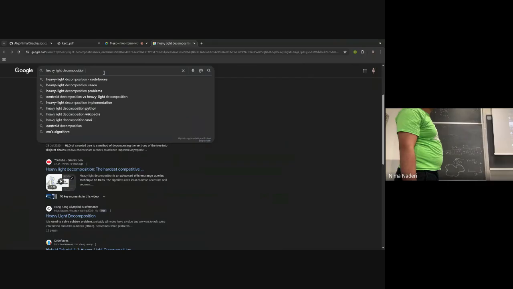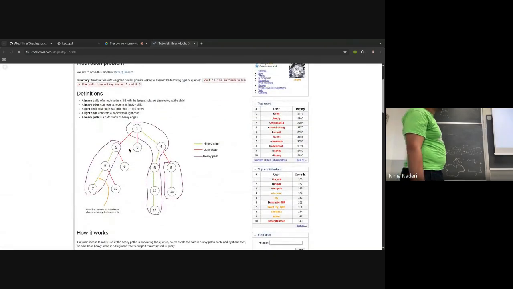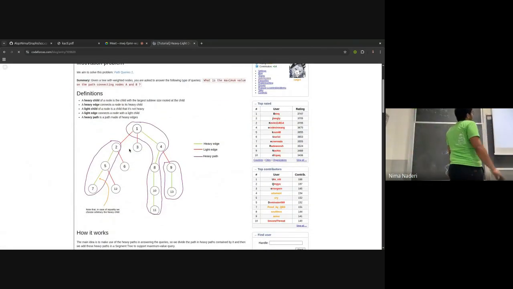Yeah, okay. So basically, you have a tree, and you are decomposing the tree into paths from ancestor to children, from parent to children. So for example, this is one path. This is another path. This is another path. This is another one. Another one.